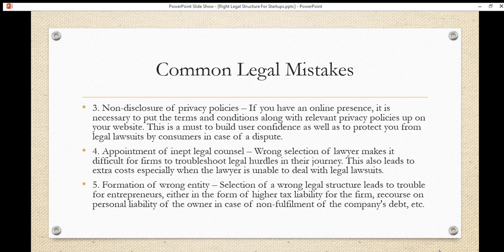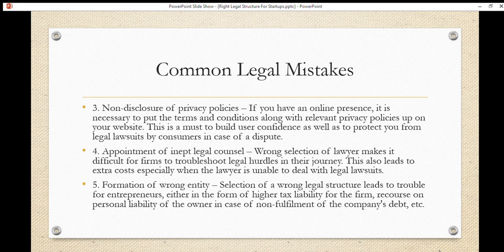Fourth thing is the appointment of inept legal counsels. Wrong selection of lawyers makes it difficult for firms to troubleshoot legal hurdles in their journey. This also leads to extra cost, especially when the lawyer is unable to deal with legal lawsuits. Fifth is formation of the wrong entity. Selection of a wrong legal structure leads to trouble for entrepreneurs, either in the form of high tax liability for the firm, or recourse on the personal liability of the owner in case of non-fulfillment of the company's debt, etc.